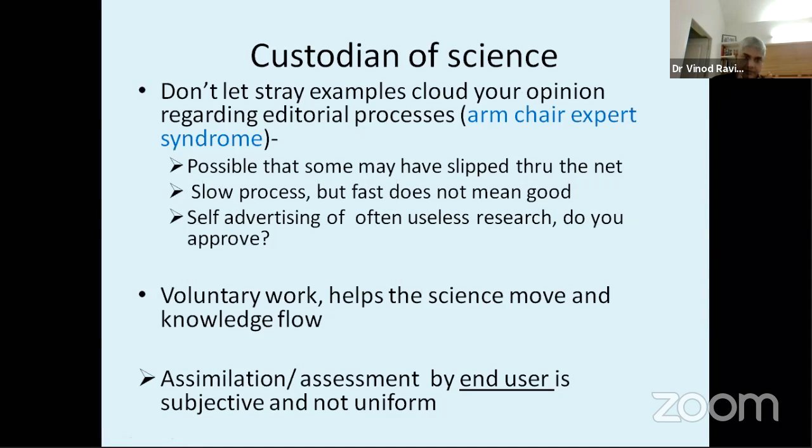What is important, I again highlight to the listeners, is that the editors and reviewers are custodians of science. And don't let stray examples of some sort of article getting published, where you doubt the veracity or quality, get in the way. They are stray examples at best. It is possible that some may have slipped through the net, and it is agreed that peer review is a slow process, but fast does not always mean good. And then, especially now, self-advertising or often useless research. Do you approve?